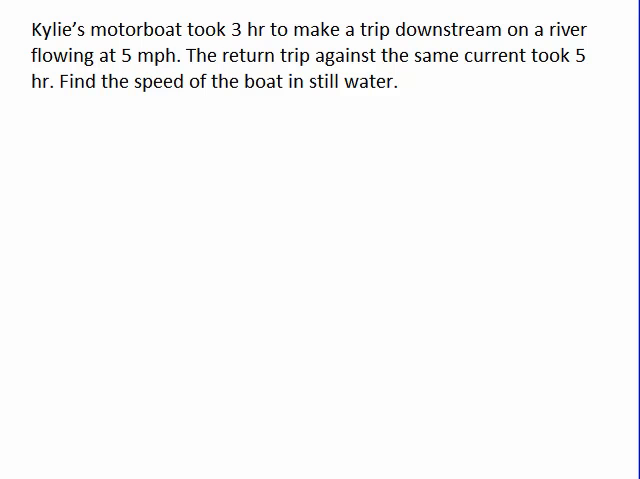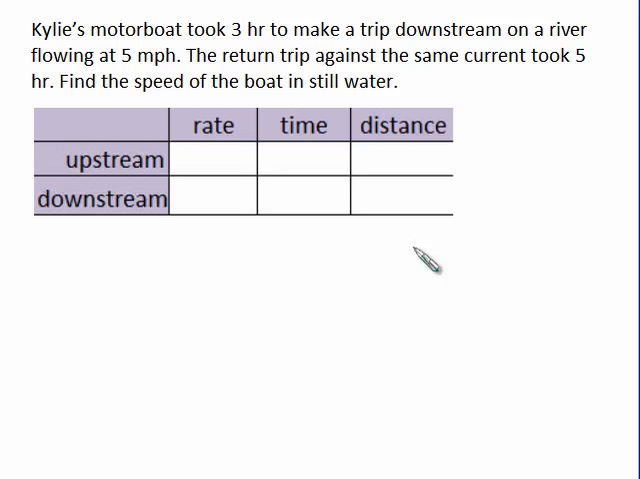Well, the first thing I'm going to do is create a chart. Since this is a motion problem, it's going to have rate, time, and distance. And our formula that we're used to is rate times time equals distance, which I'll end up using. And then the two situations in this problem is that Kylie is going upstream and downstream.